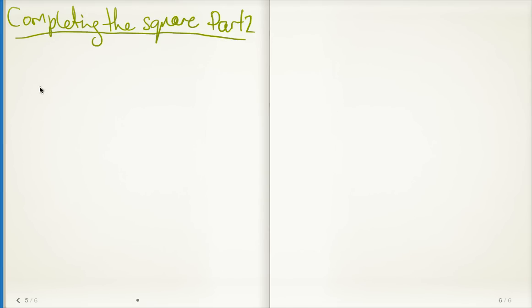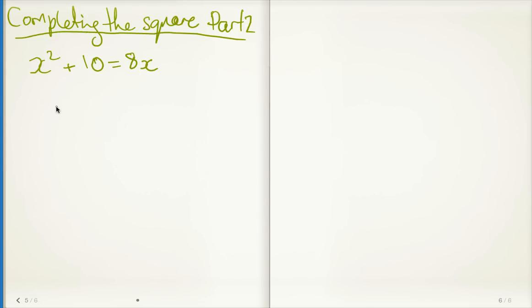Alright, so this one's a little bit harder than the previous example, but you'll see that it's the same sort of process that we follow. It's one of the questions from the textbook. It starts with x squared plus 10 equals 8x, and we've been asked to solve it for x.